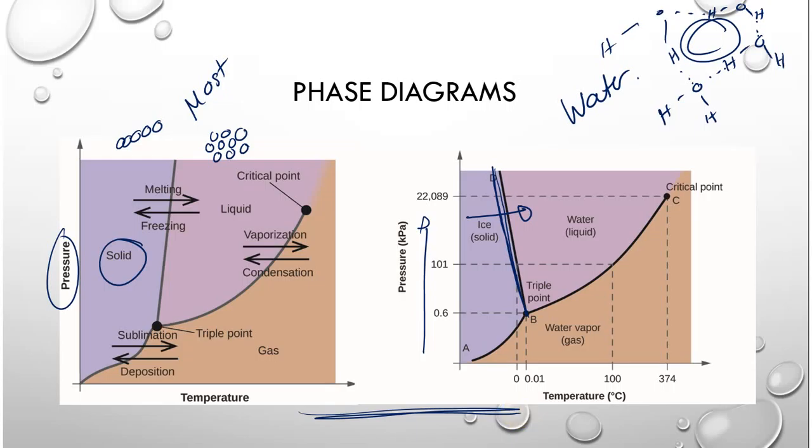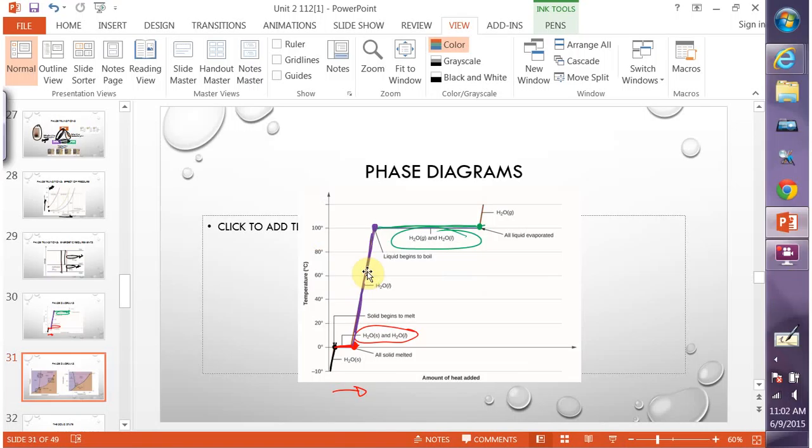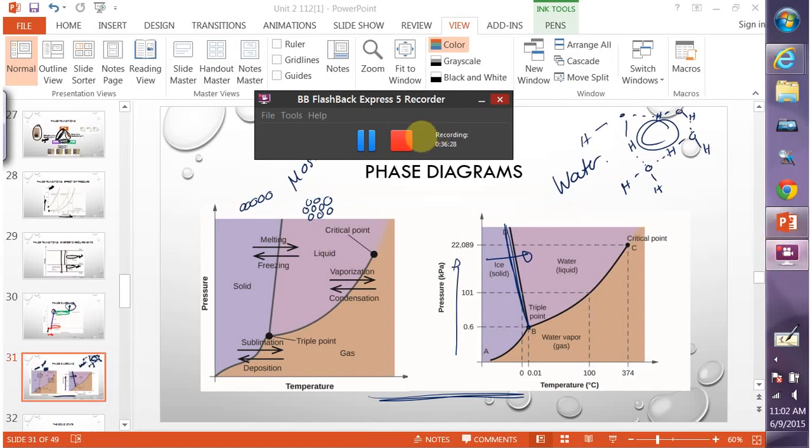Your reading does a really good job of talking about how to identify parts within a phase diagram. So make sure you're looking over that for this. And with that in mind, that is the end of part 1 of Unit 2.